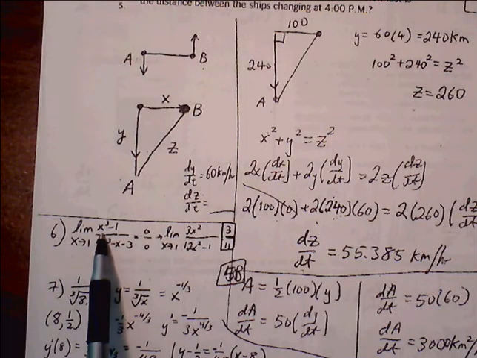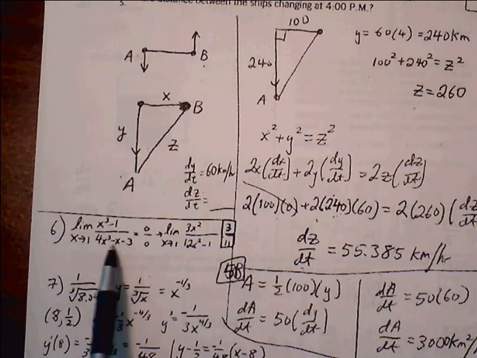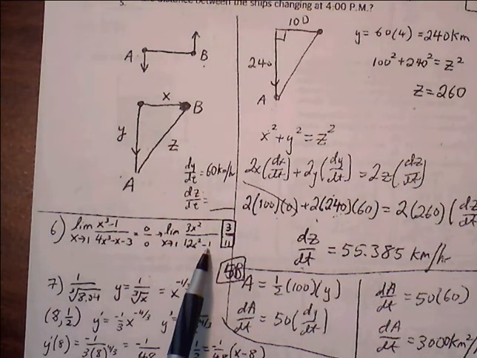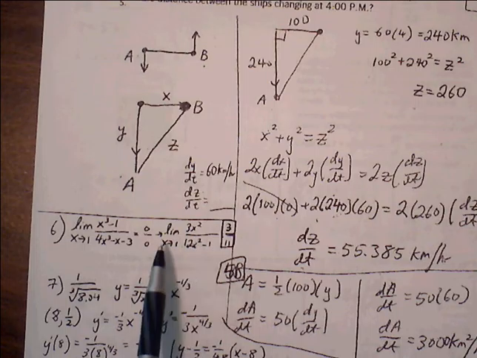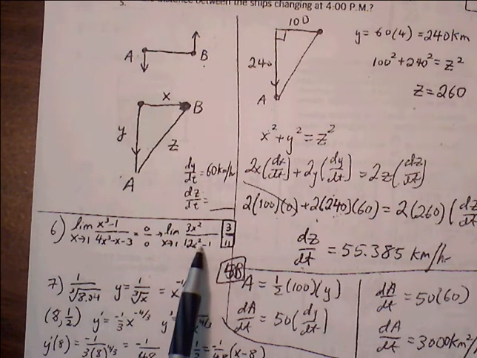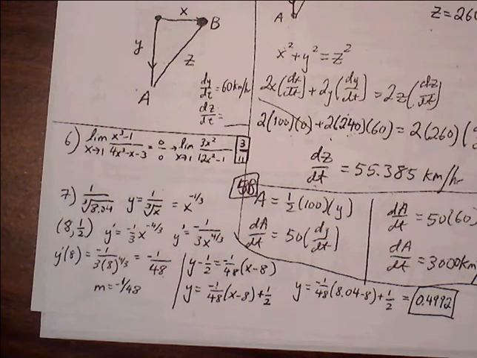So x cubed minus 1's derivative is 3x squared. 4x cubed minus x minus 3's derivative is 12x squared minus 1. We reevaluate by plugging in 1. We get 3 times 1 squared is 3. 12 times 1 squared is 12 minus 1 is 11. So 3 over 11 is a real number. That's our limit.